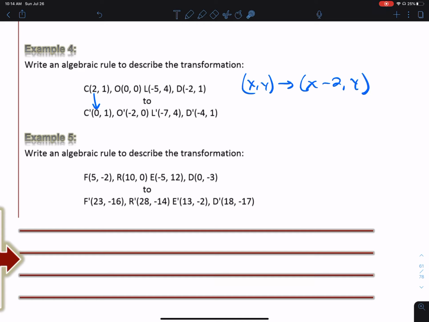Let's just look through this and see if that works for this. Subtract 2, stay the same. Subtract 2, stay the same. Subtract 2, stay the same. That works.